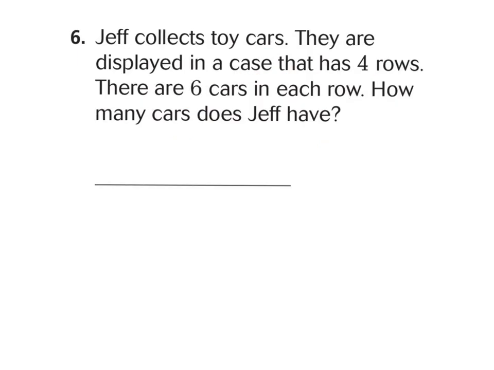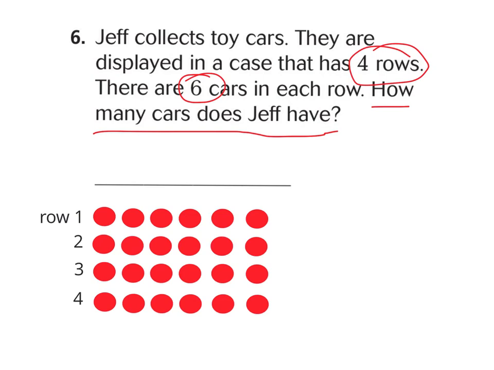Now let's look at number 6. Jeff collects toy cars. They are displayed in a case that has 4 rows. There are 6 cars in each row. How many cars does Jeff have? Once again, I am going to create an array, drawing 4 rows with 6 counters in each row. When I have completed the array, I will count up the counters to see how many cars Jeff has altogether. Go ahead and pause the video to draw 4 rows of 6.